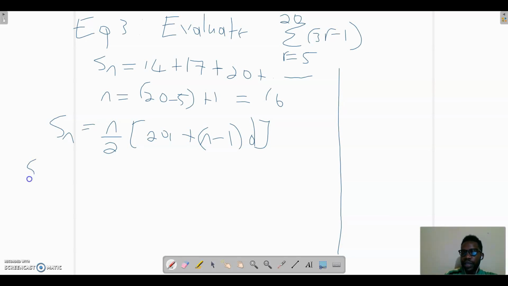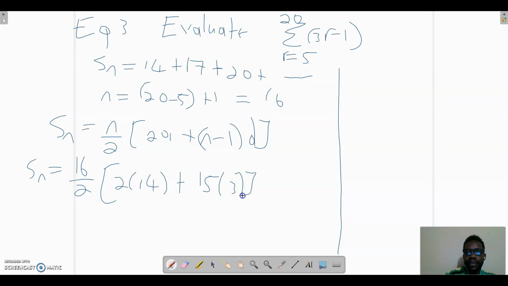So we could say that Sn, we say that we have 16 terms. That would be 16 over 2 into 2a. First term is 14. And since we have 16 terms, 16 minus 1 is 15 times my common difference. And my common difference would be 17 minus 14, or we can say 20 minus 17, which is equal to 3. All this boils down to 8 multiplied by my bracket. So this is 8 times 73, which is going to break down to 584. Alright? So that is one way to look at it.